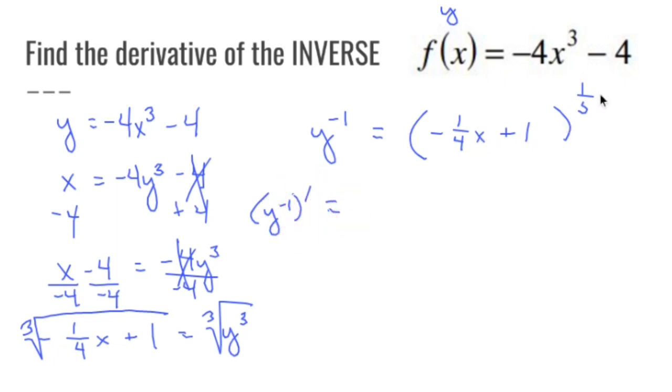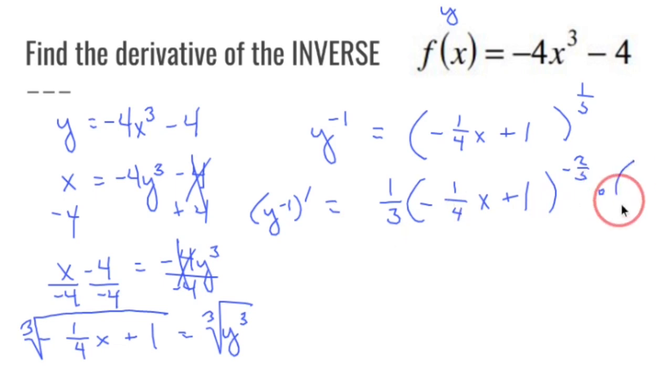of the inverse is going to have me taking the derivative of the outside. So bring that 1/3 out front. 1/3 minus 1 is going to be negative 2/3. Keep the inside, so negative 1/4 x plus 1. And then multiply everything by the derivative of the inside stuff. The derivative of negative 1/4 x is just negative 1/4. Plus 1, nothing. So let's clean this up a little bit.